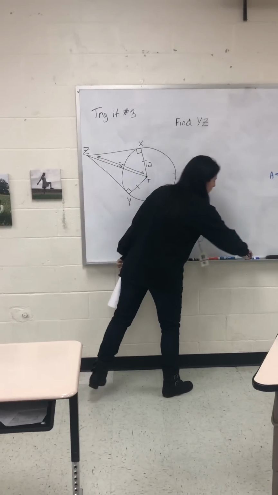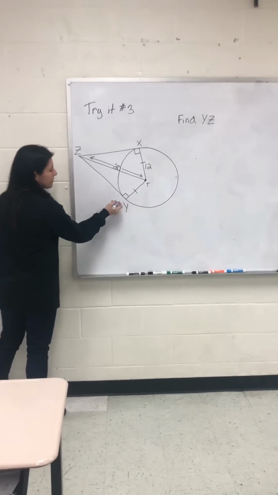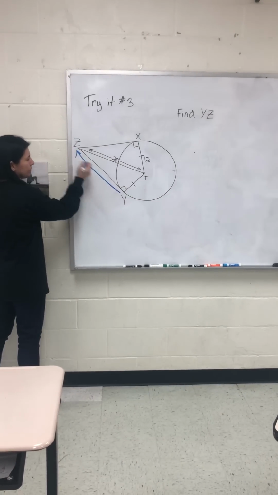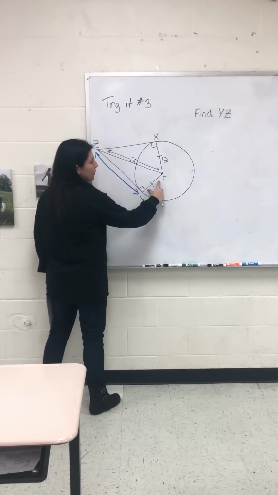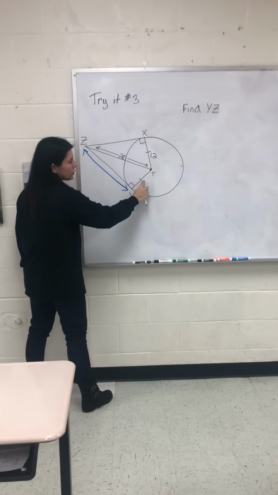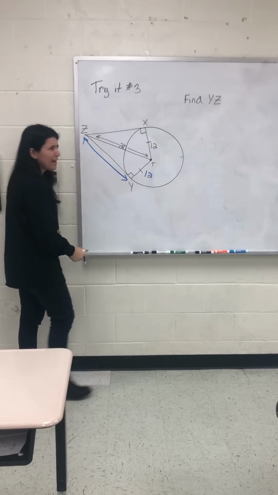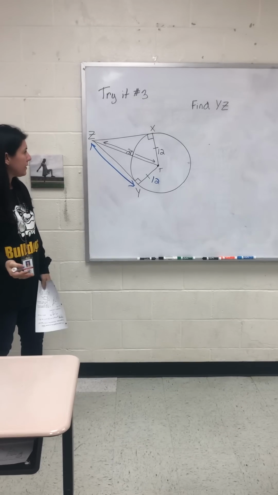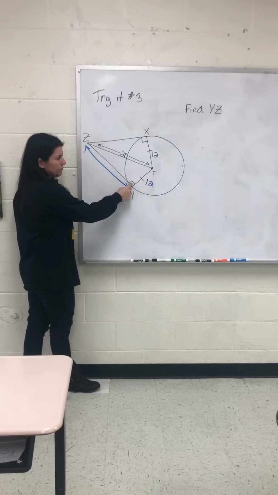this is try it number 3, and they're asking us to find YZ. They're asking us to find this length here. Looking at the picture, these are both radii. They're showing you that they're the same, and they're both 12. They're marking that, but we also know that all radii are the same. And in order to find this, we know that this is perpendicular.